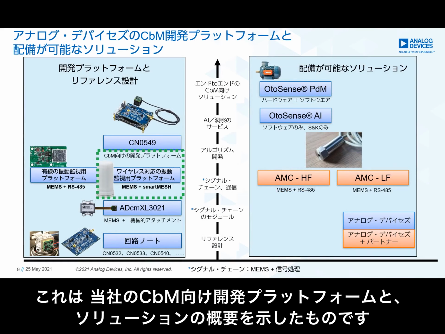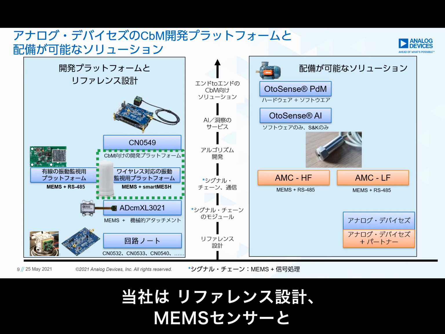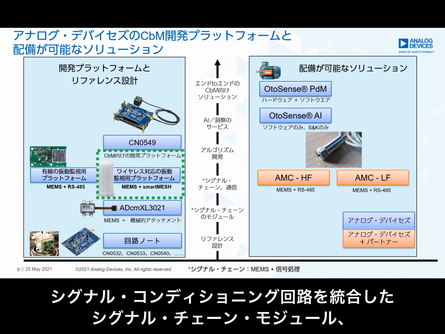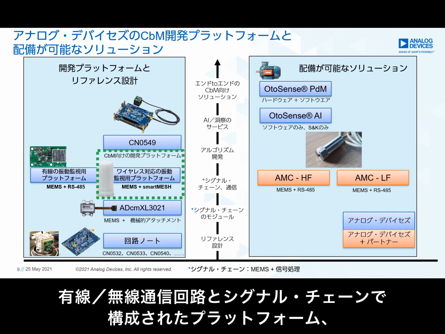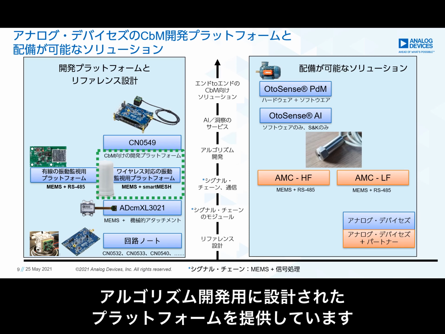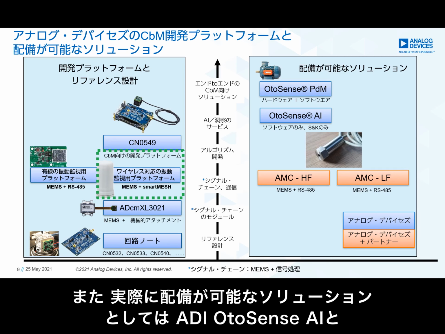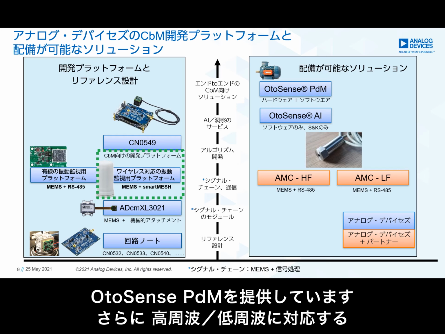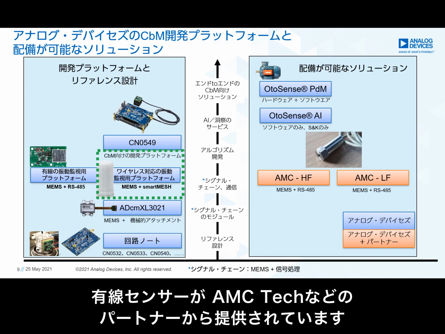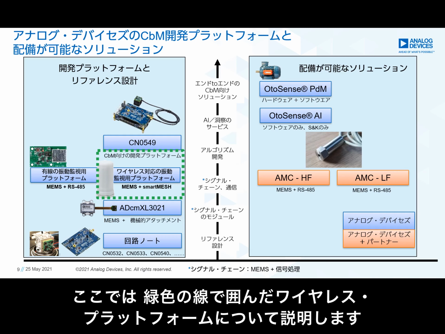This slide provides an overview of Analog Devices' CbM development platforms and deployable solutions. We provide reference designs, signal chain modules with integrated MEMS and signal conditioning, wired and wireless communication and signal chain platforms, and platforms designed for algorithm development. In addition, we provide deployable solutions in the form of ADI AutoSense AI and PDM, as well as high and low frequency wired sensors from partners such as AMC Tech. Our presentation today will focus on the wireless platform highlighted in green on the left-hand side of this slide.